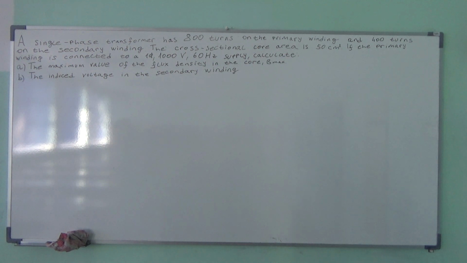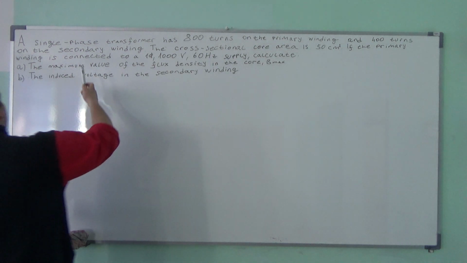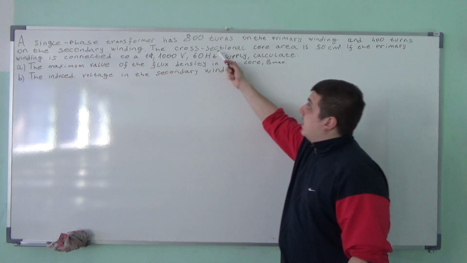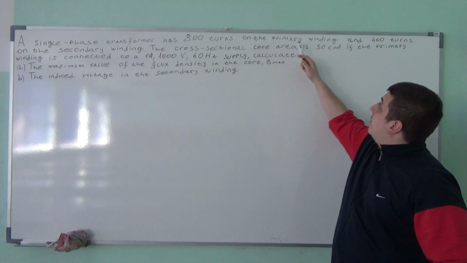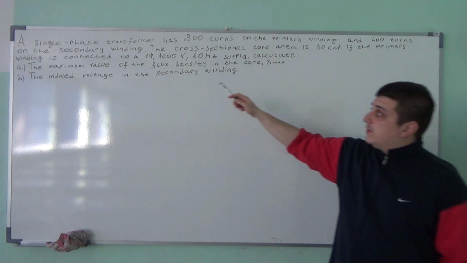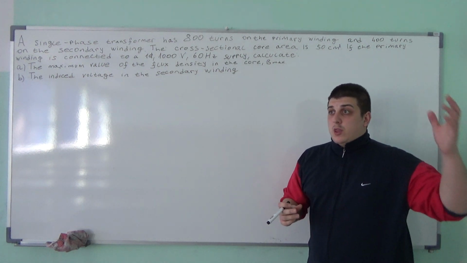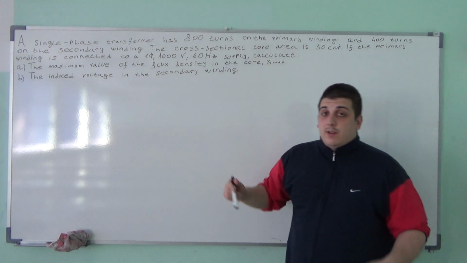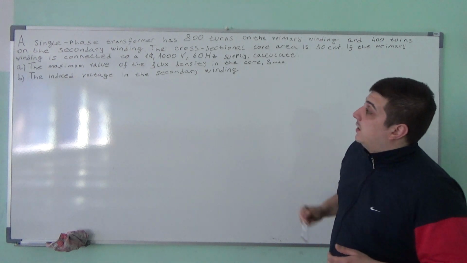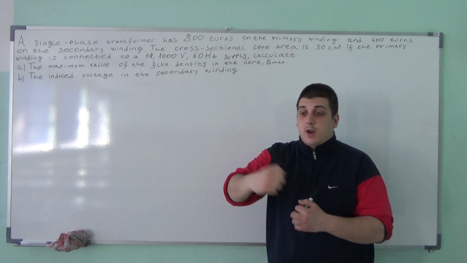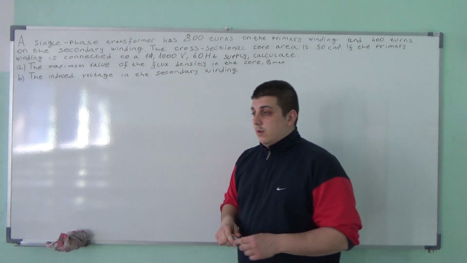Okay, now this is problem number 2. It says a single phase transformer has 800 turns on the primary winding and 400 turns on the secondary winding. So we have a transformer on the primary side, it has 800 turns, and on the secondary side we have 400 turns.